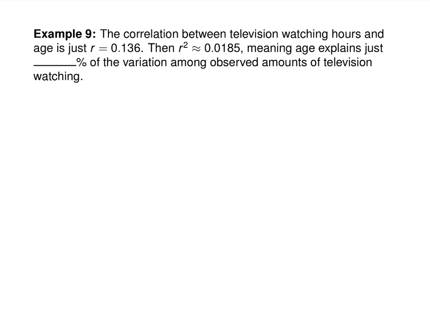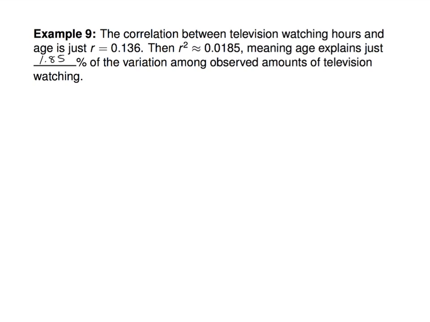But this one was kind of weak. The correlation between television watching and age is just 0.136. R squared is about 0.0185, so age explains what percent of the variation in amount of television watched? 1.85%, right? So not very much. So it tells you that's a poor relationship. Don't bother using that one.